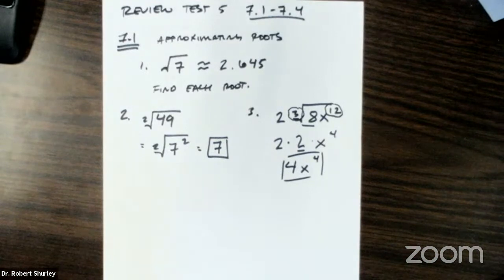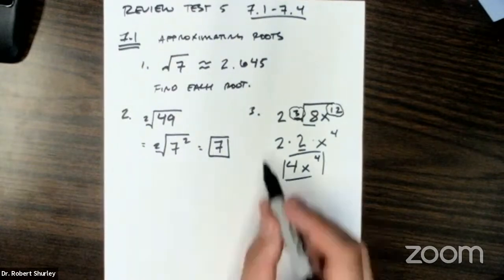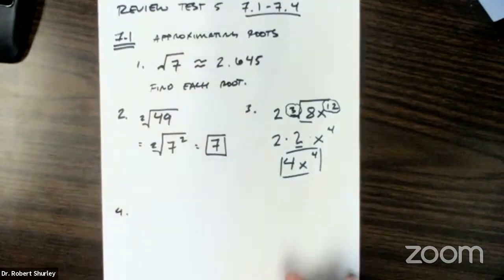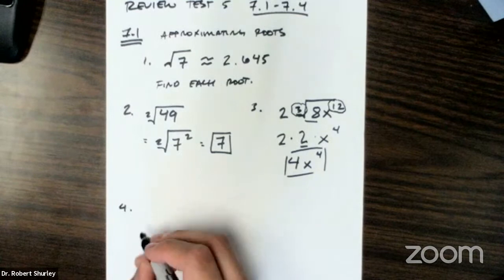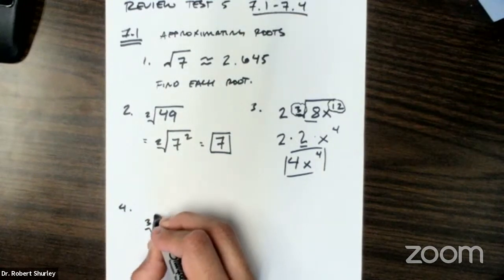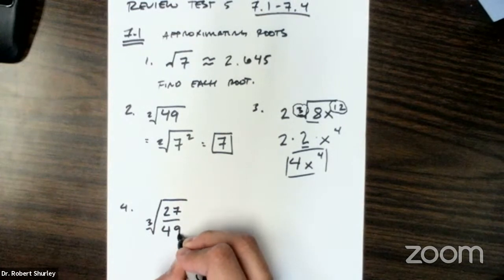I'm not forgetting anything. Oh yeah, we'll do a few more of these that kind of throw in a lot of stuff here. So 1, 2, 3. Let's do number 4 here. Let's do one that's a fraction. So if we did, let's say, the cube root of 27 over 49.